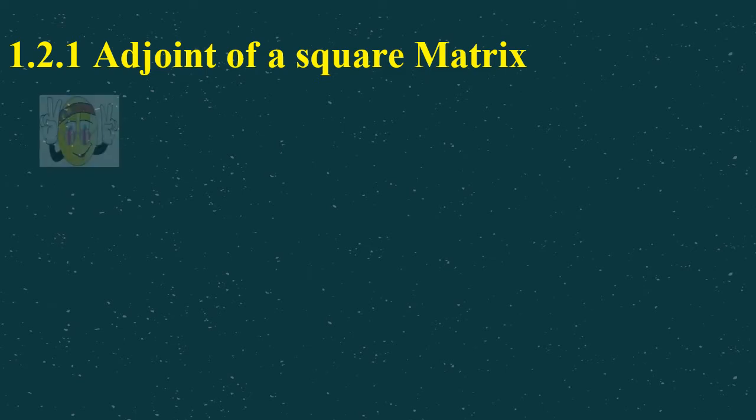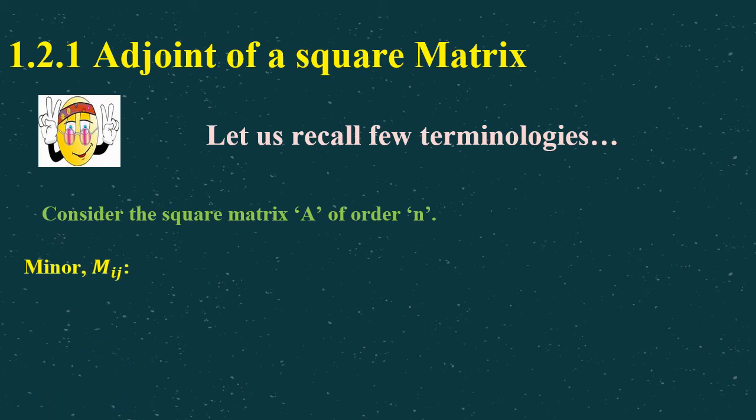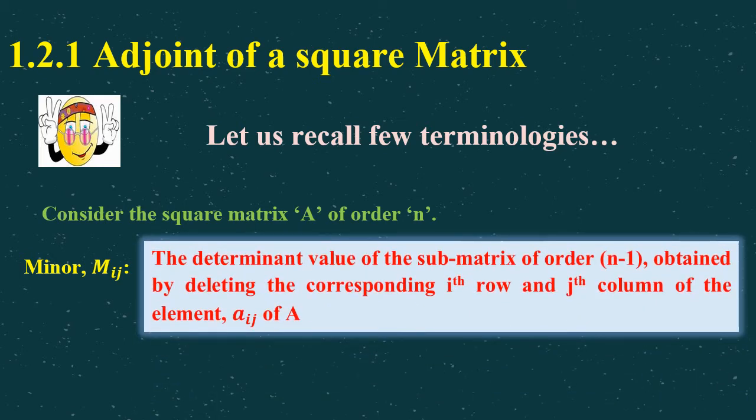Adjoint of a square matrix. Let us recall a few terminologies before going to the adjoint of a square matrix. Consider the square matrix capital A of order small n. First of all, we see the minor of an element. Minor of an element small aij equals capital Mij. That is the notation. Now see, the determinant value of the submatrix of order n minus 1 obtained by deleting the corresponding ith row and jth column of the element small aij of capital A.